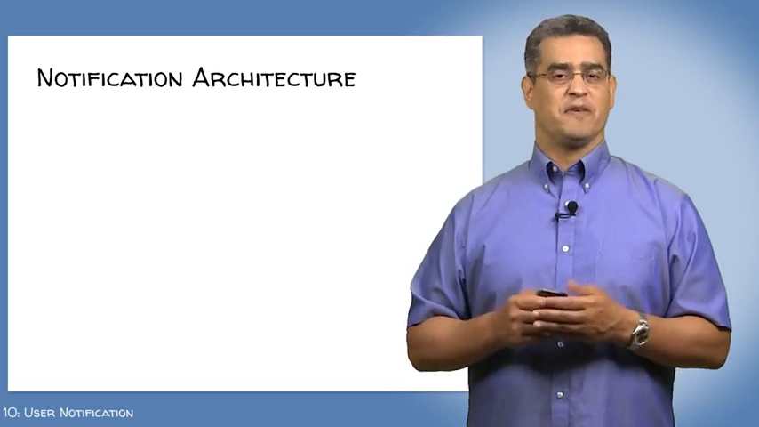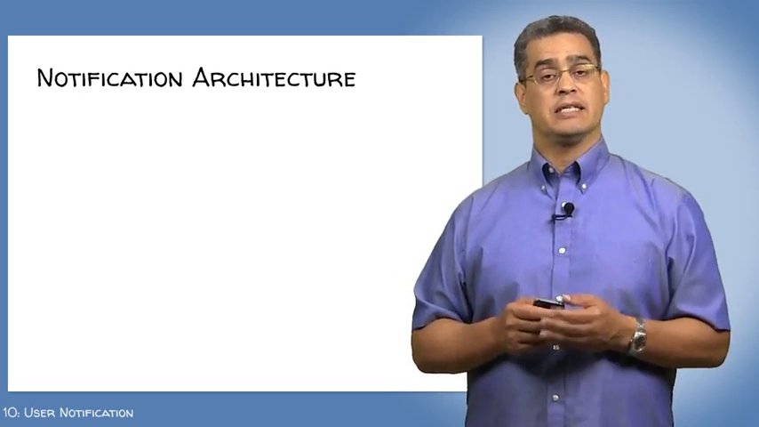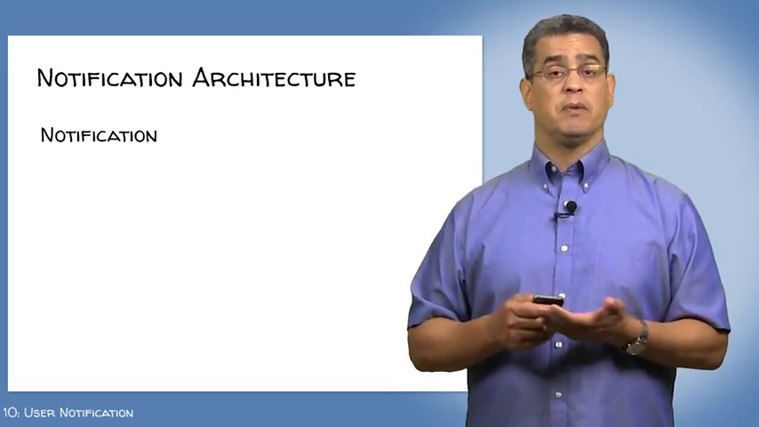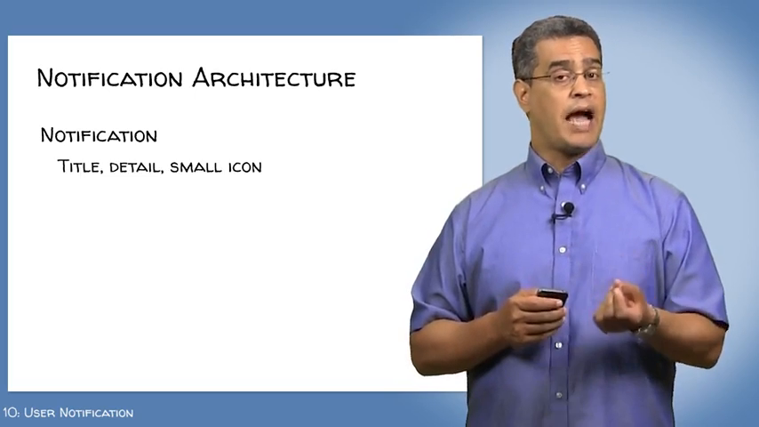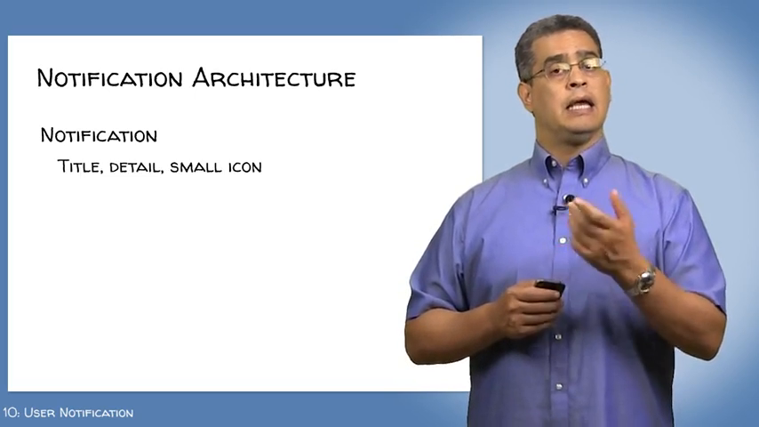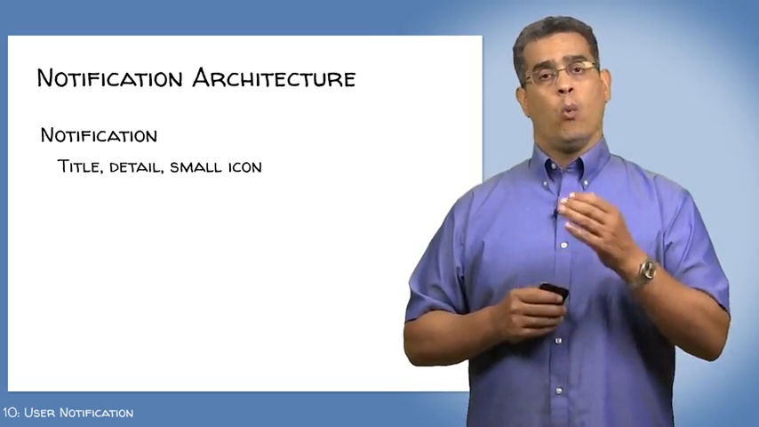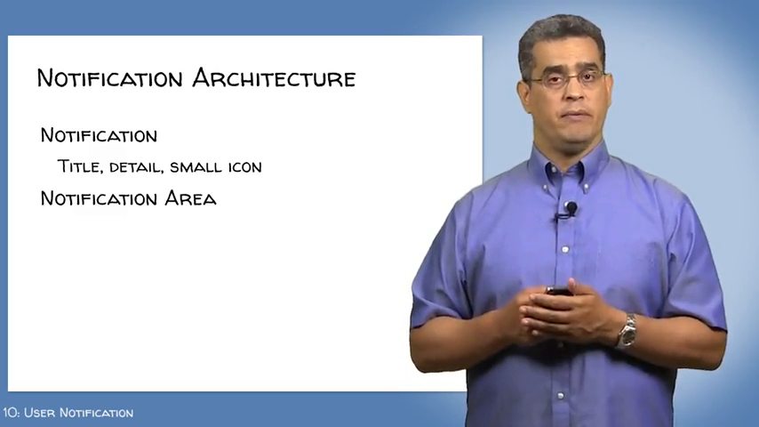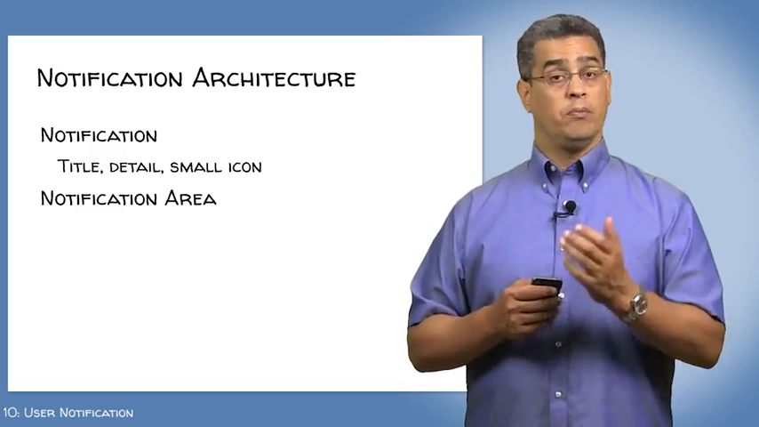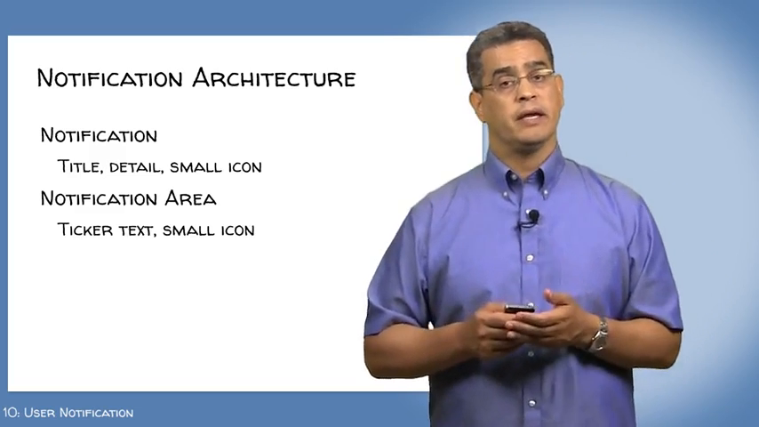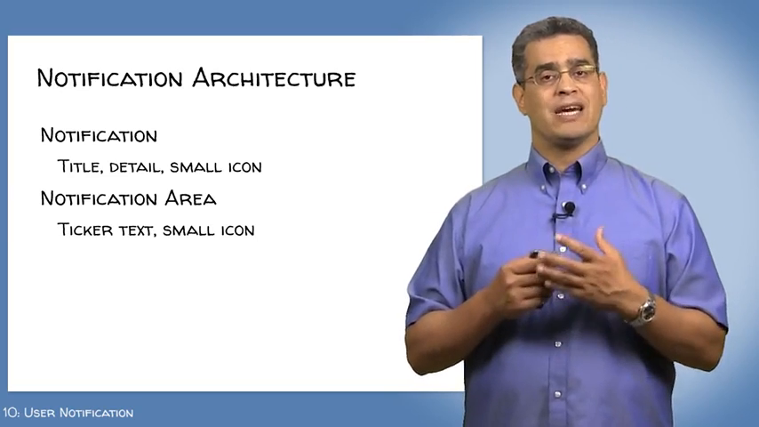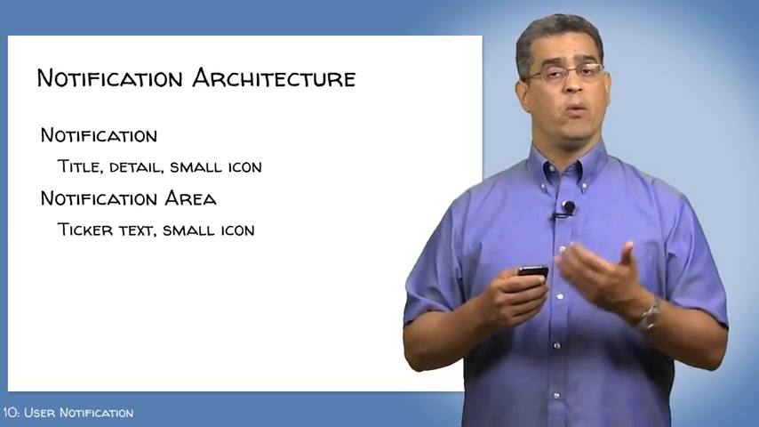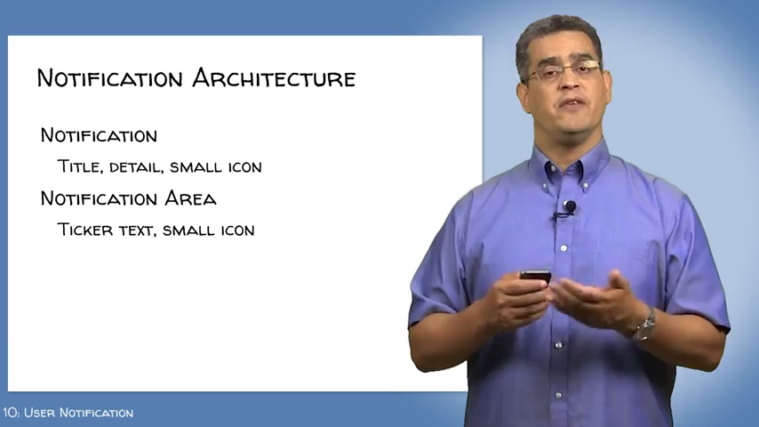When you want to send a notification, there are several things that you need to consider. First, there's the basic notification itself, which must have at least text for its title and content, and also a small icon. When the notification is sent, it will eventually arrive in the notification area where the small icon will be displayed. Additionally, you can set the notification's ticker text, in which case that text will also be displayed when the notification first appears in the notification area.